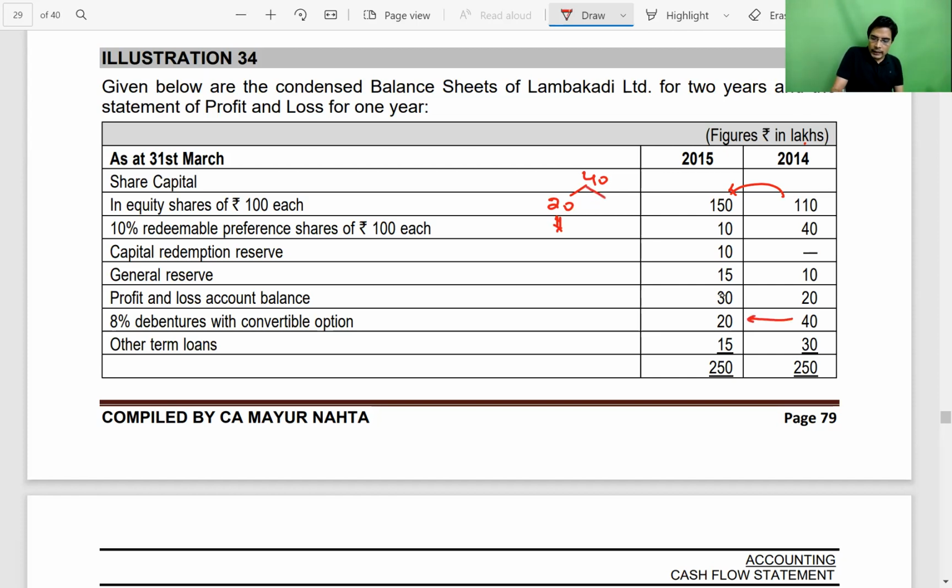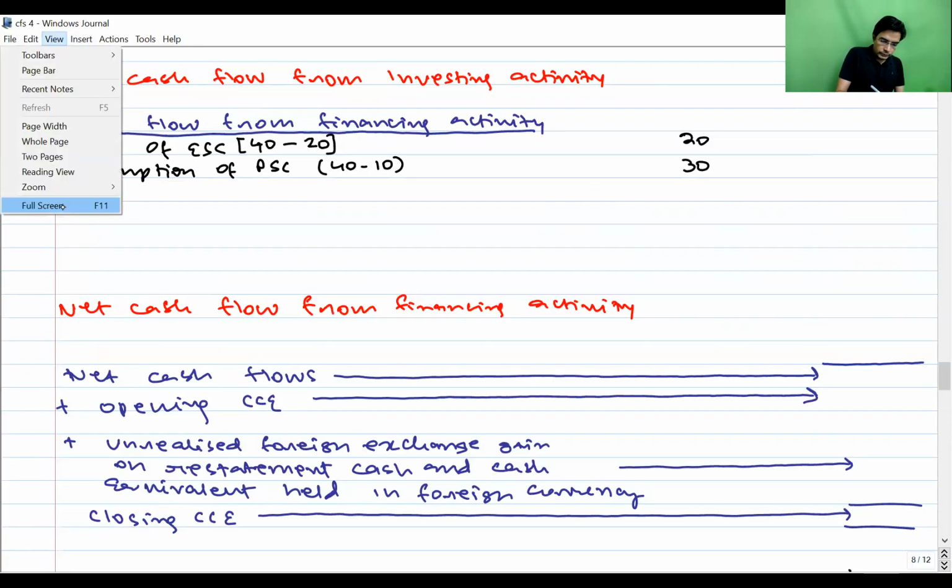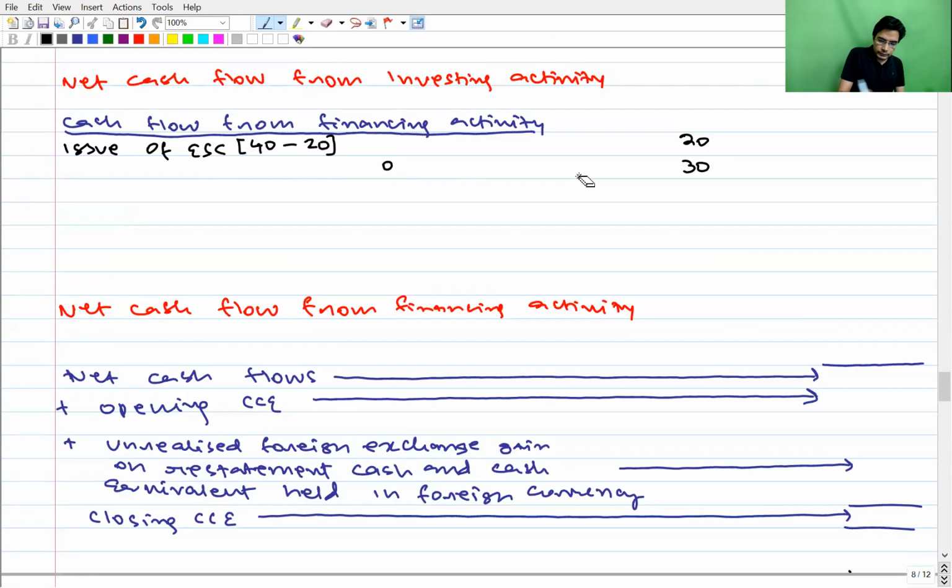This means only the balance 20 lakhs of equity shares were issued for cash. So this 20 lakhs will come under financing activity, and the portion of the equity share capital which was issued to redeem the debentures will not come up anywhere in the cash flow statement. So we'll write issue of equity share capital 40 minus 20, it comes to 20.